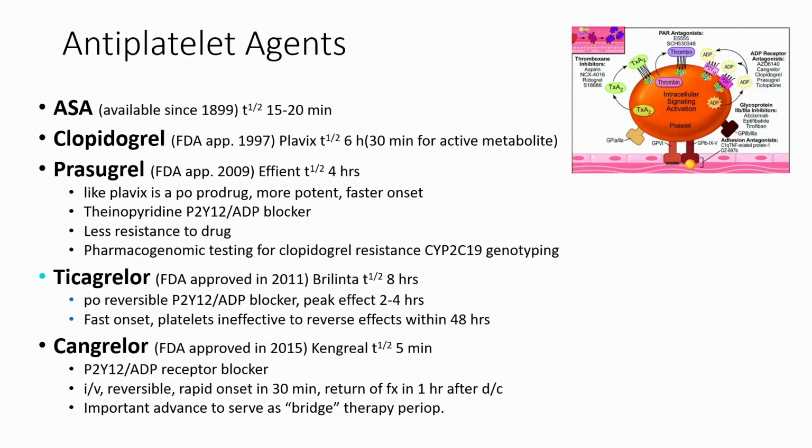Prasugrel or Effient has a half-life of 4 hours. It's like Plavix, it's a prodrug. It is much more potent, has a much faster onset, and it has less of the pharmacogenetic resistance that I talked about that happens with Plavix. However, it has a higher bleeding risk, and it is contraindicated in some patients who have a low BMI or a history of hemorrhagic strokes.